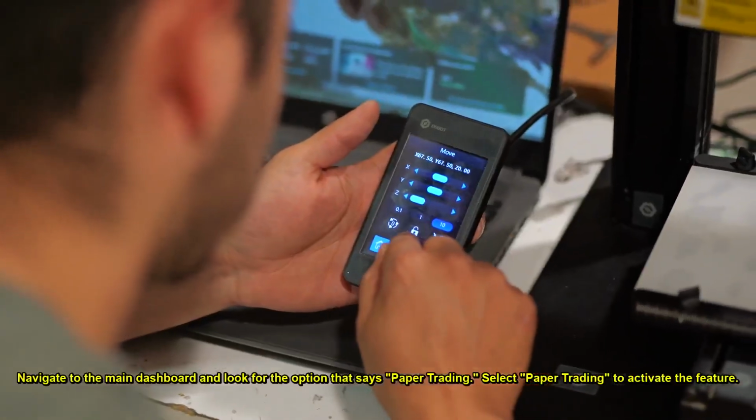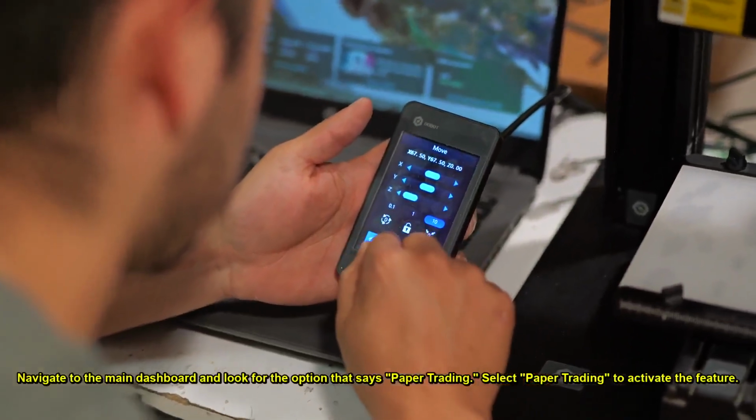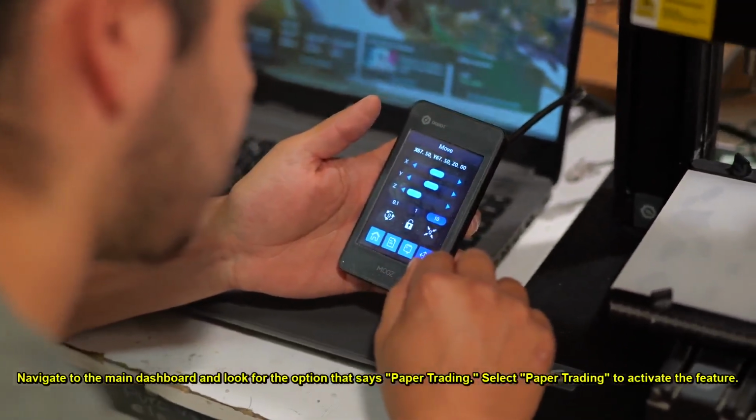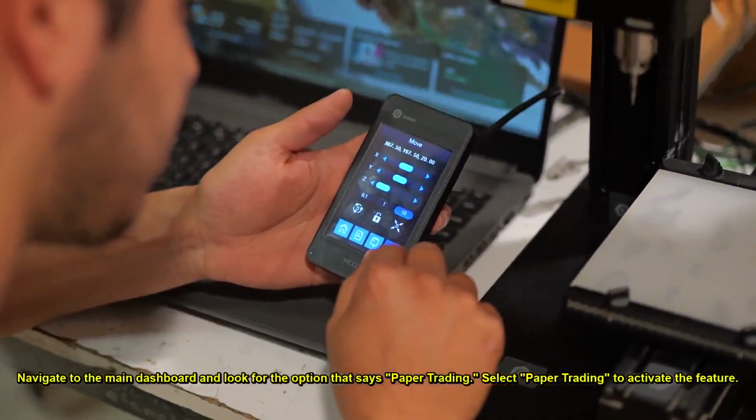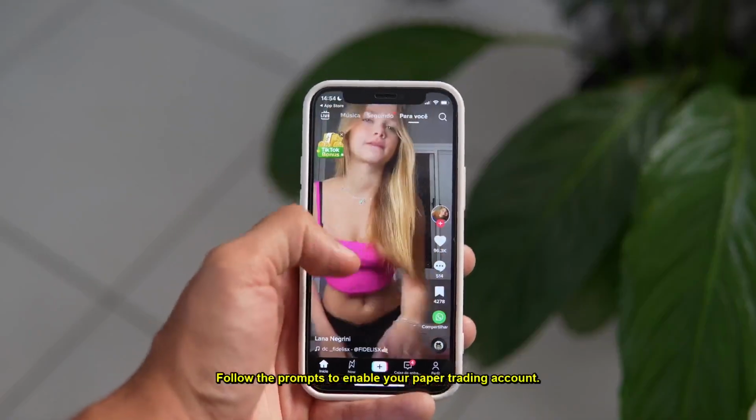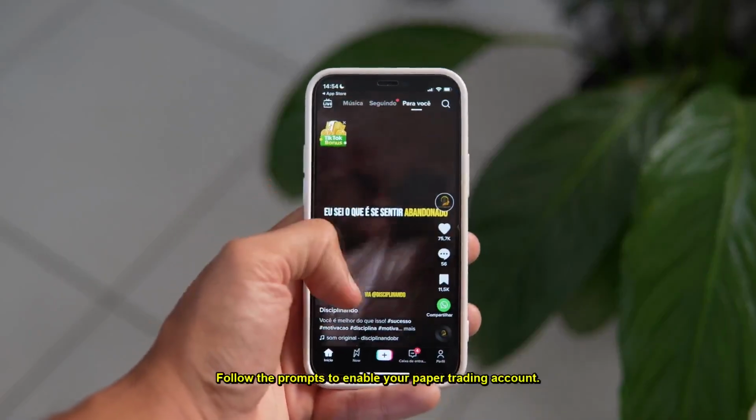Navigate to the main dashboard and look for the option that says Paper Trading. Select Paper Trading to activate the feature. Follow the prompts to enable your paper trading account.